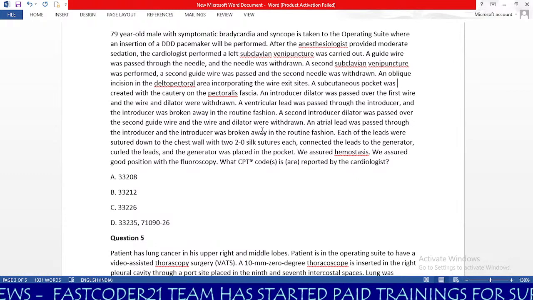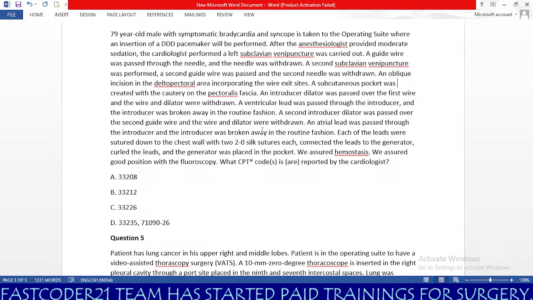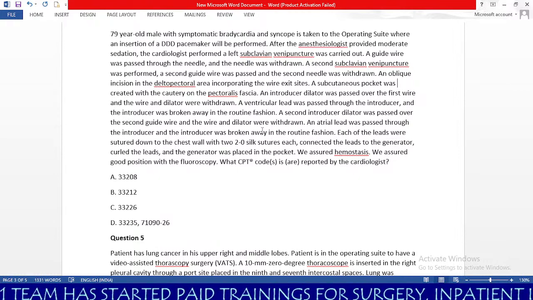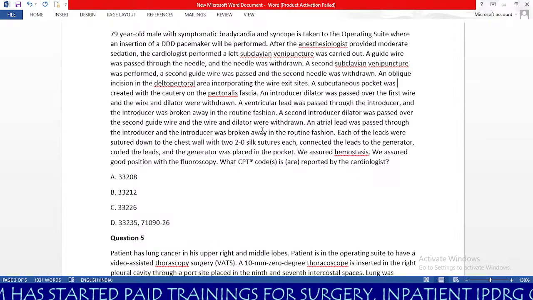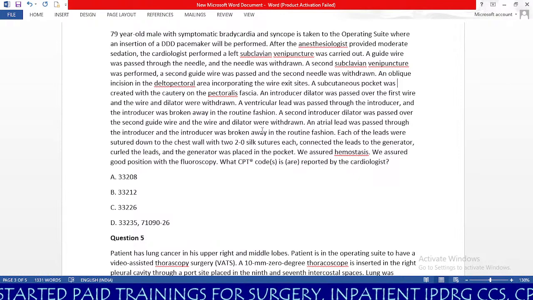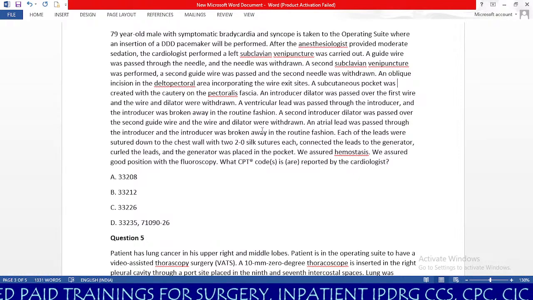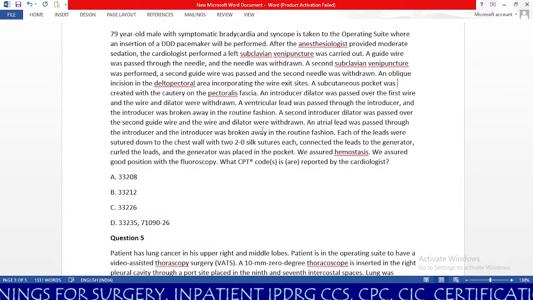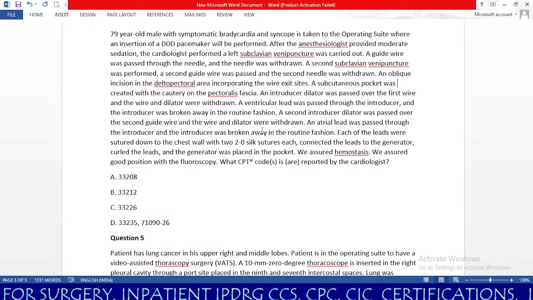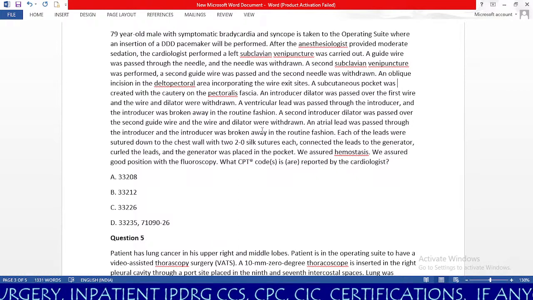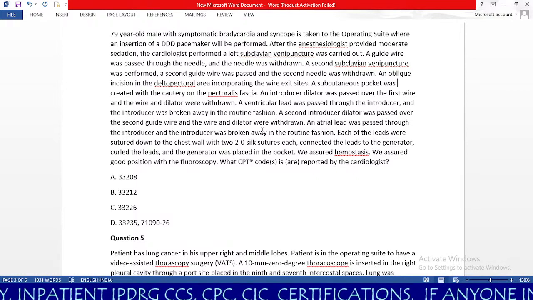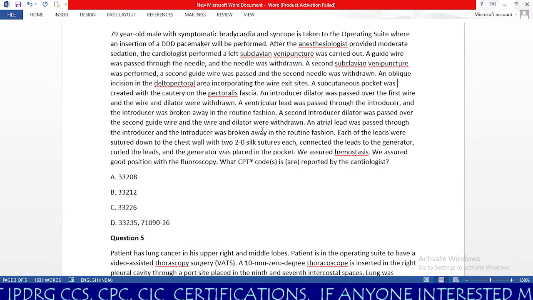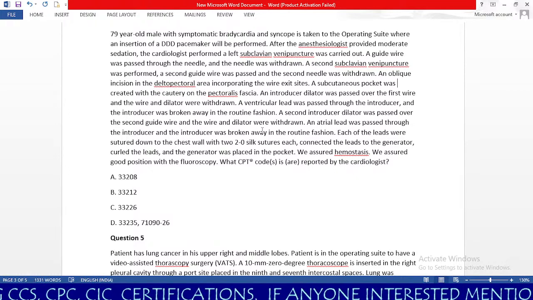So we will check 208 first. So 33208 is insertion of new or replacement of permanent pacemaker with transvenous electrode, atrial and ventricular. In our scenario, the physician performed lead positioning in the atria and ventricle.